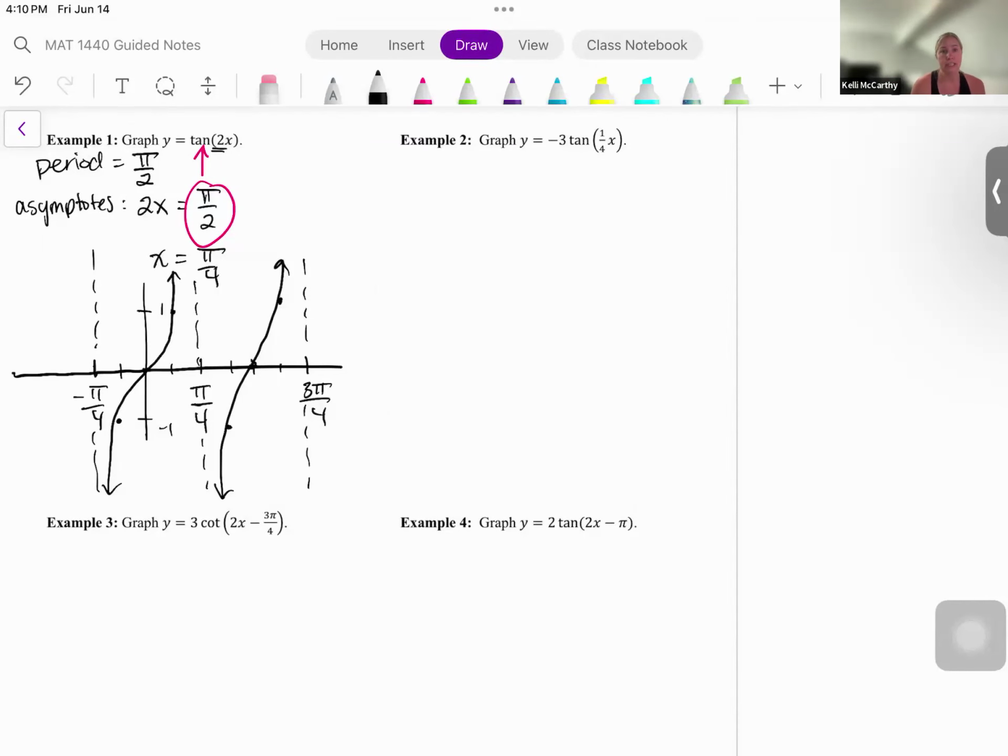Y equals -3 tangent of 1/4 x. So our amplitude, again, it's in quotes. We don't really call it an amplitude, but it is going to be helpful in those landmark points. Amplitude is 3, and we're going to reflect about the x-axis because of that negative out front. So just a quick sketch of what that's going to look like. If I've got my 2 asymptotes, instead of going from bottom to top, we're going to start at the top and go to the bottom. So we're going to see that decreasing branch.